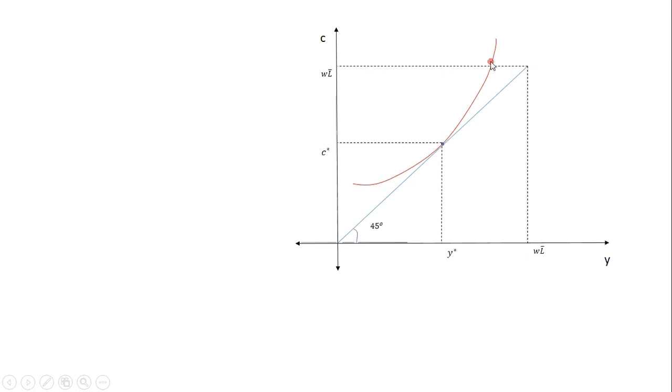The slope of this must be equivalent to 1. That's why this has to be the condition for C star and Y star. But the question didn't ask for this. The question asked just to plot, to show on a graph where the optimal choice will be. So now we have done the first part.